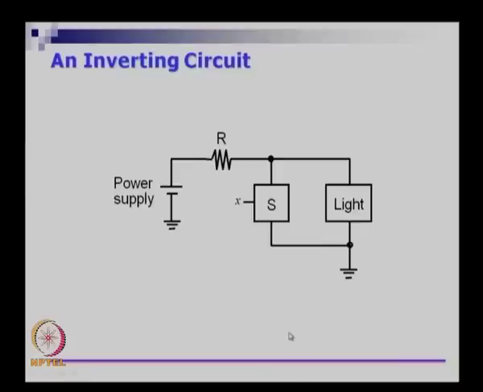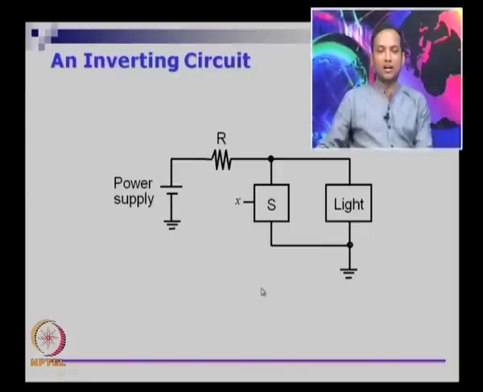Let us take a slightly twisted example. In this circuit, what we have is called an inverter. So you have the power supply, and let us say you have a resistor here. If the switch is off, then the current through the resistor cannot flow through this, it has to flow through the light, and the light will glow, right.